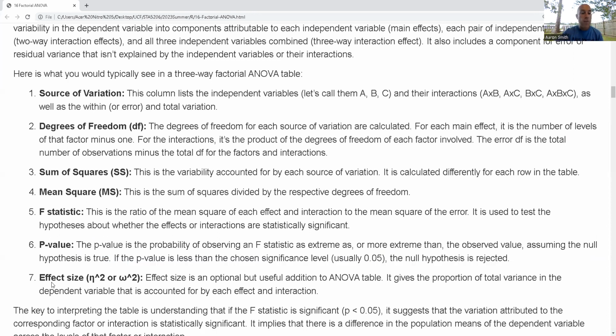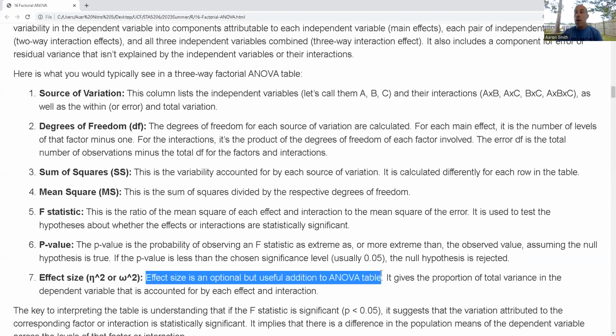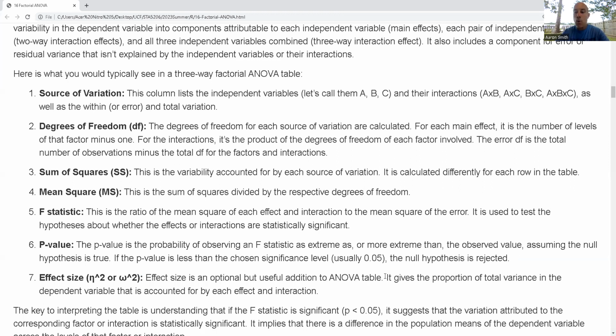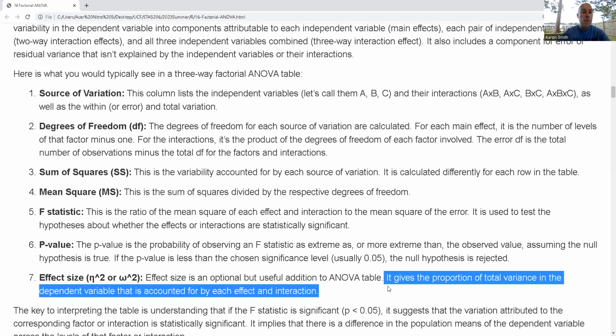Now, the next one is effect size. The effect size is an optional but useful addition to the ANOVA table. R doesn't spit it out, by the way. It gives the proportion of total variance in the dependent variable that is accounted for by each effect and interaction.